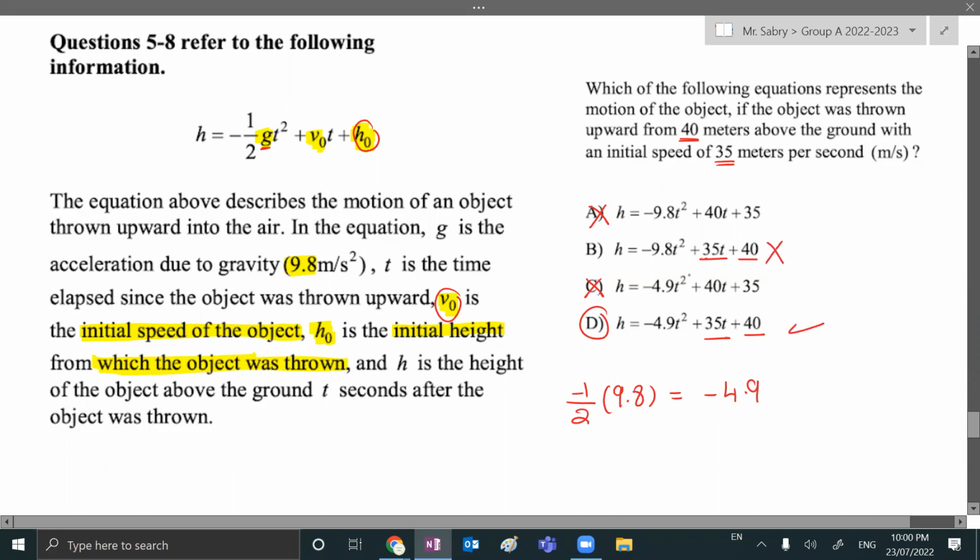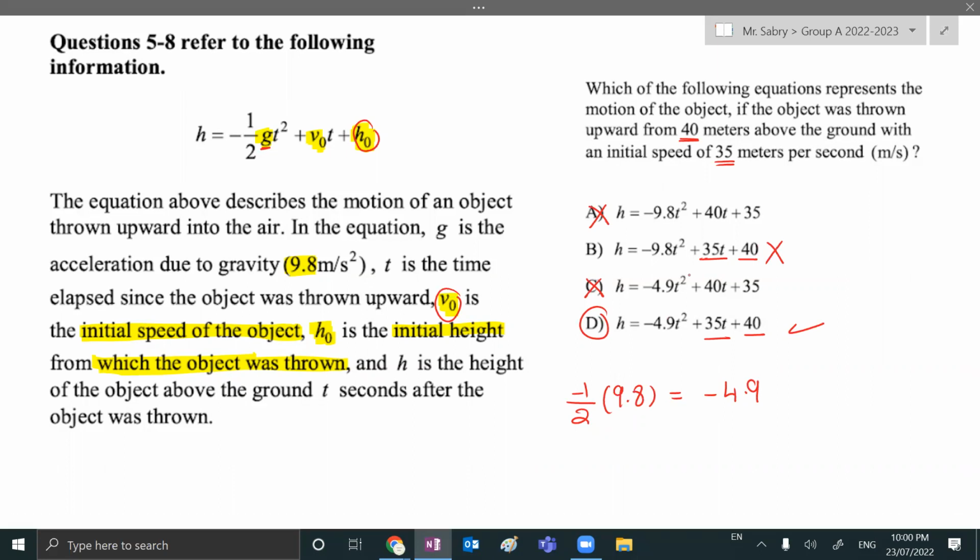Are we clear? No, this is clear, unlike question 3, okay. Awesome.